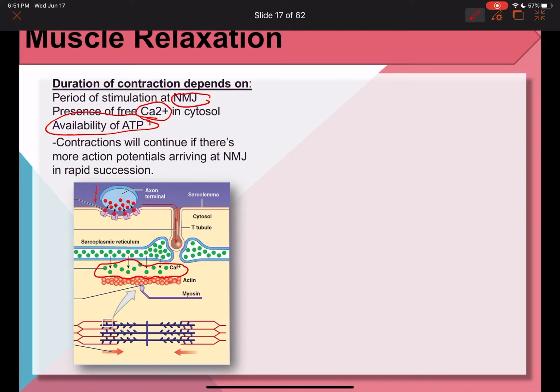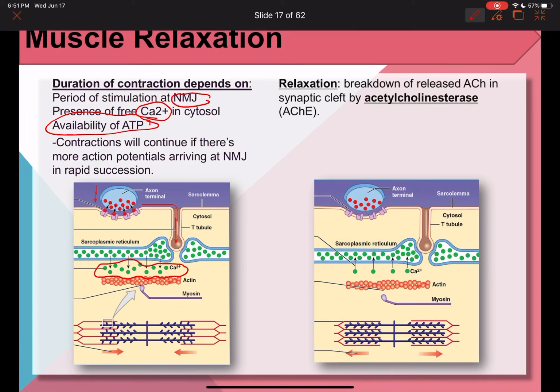Now, contraction will continue if there are more action potentials arriving at the NMJ in rapid succession. Okay, so that's what will continuously cause the muscle fiber to contract. As long as there's a signal coming from the neuron, your muscle will continue to contract.